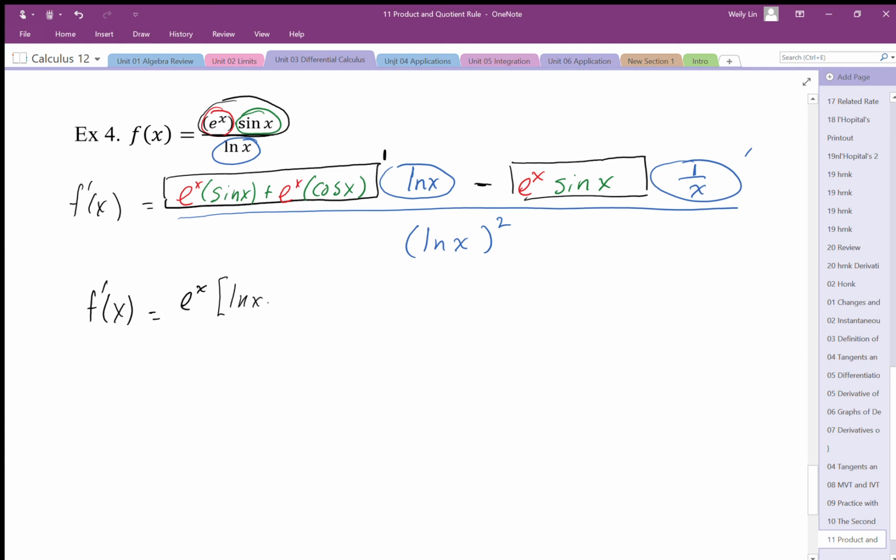So log x sine x plus cos x, minus, that's going to be sine x over x, and then all over log x squared. Okay, so there it is.